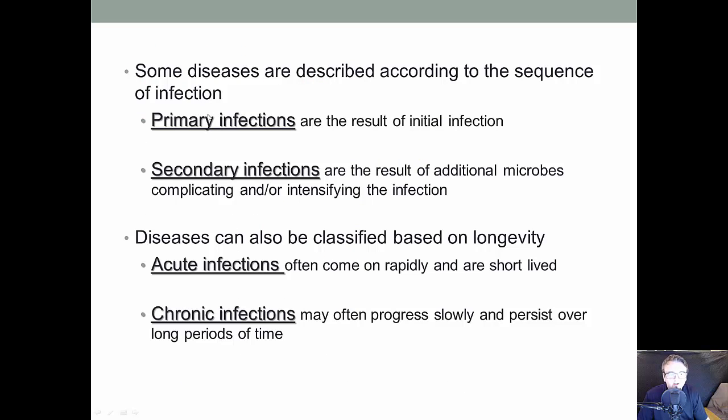So, a primary infection is somewhat self-explanatory. As the name implies, it's an infection that starts from the initial onset. And typically, this is all that an individual will have. It's not to say that there's anything besides a primary infection typically occurring. In some cases, though, a secondary infection can pop up in which you have additional microbes either complicating or intensifying.